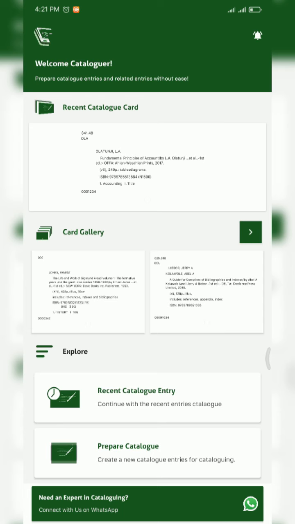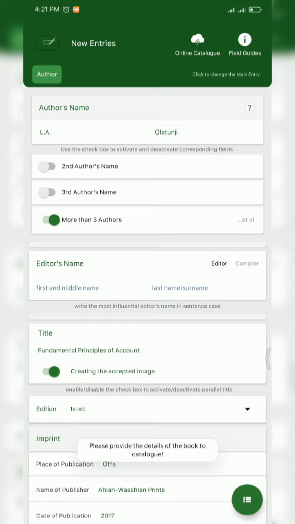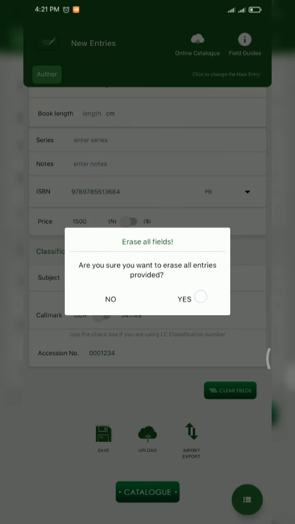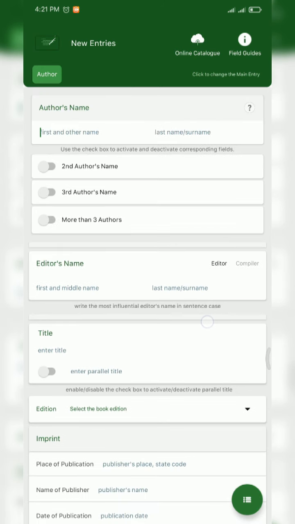So in this session I will be showing you how it will look when you catalog a book that has more than 3 authors. So I'll be diving straight into the process now. As you all know, this is the application we'll be using, so we'll be going straight to the prepare catalog. So let me clear the fields here to make it look like a fresh one.